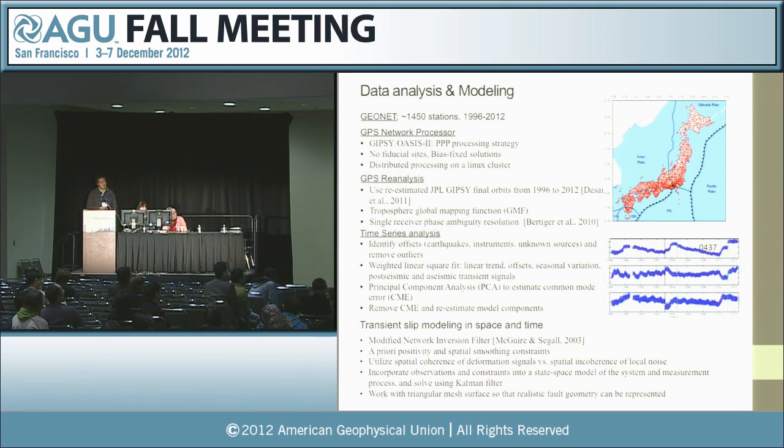So once we have clean GPS time series, we did the transient slip modeling in space and time using the modified network inversion filter, which is a Kalman filter-based inversion approach incorporating a priori positivity and spatial smoothness constraints. And we have improved the method to incorporate complex fault geometry so that we can adopt the realistic fault geometry, the subduction geometry determined from seismic studies.